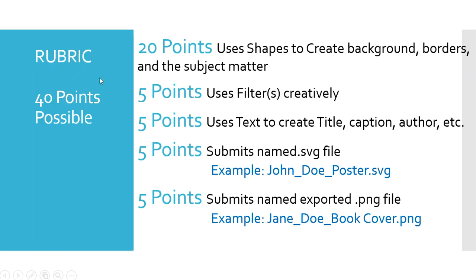And here's the rubric. 20 points, use shapes to create background, borders, and the subject matter. 5 points, uses filters or a filter creatively. 5 points, uses text to create the title, a caption, the author, whatever is appropriate for that type of marketing material that you've chosen. 5 points for submitting your named with your first and last name SVG file, and 5 points for submitting your named exported PNG file, okay?